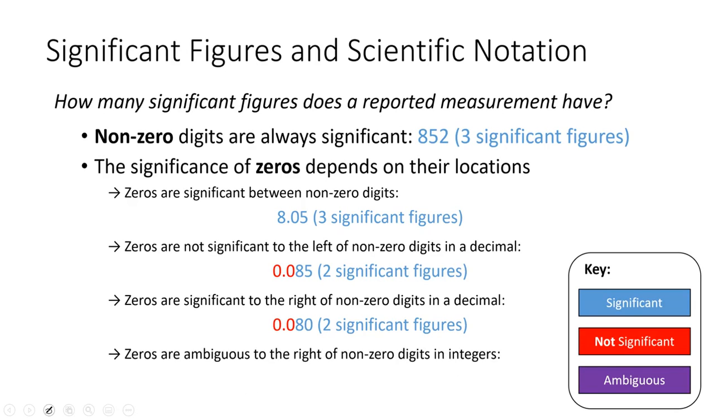Okay, and then my favorite: they are ambiguous if they are to the right of non-zero digits in an integer. So what does that look like? That looks like something like the number 800 here. Those two zeros are ambiguous. We don't know if they are significant or not.